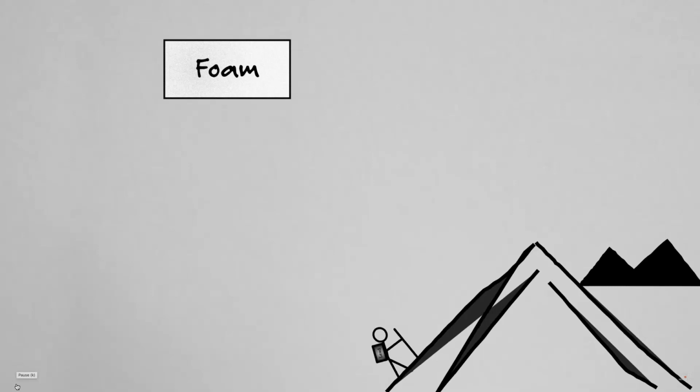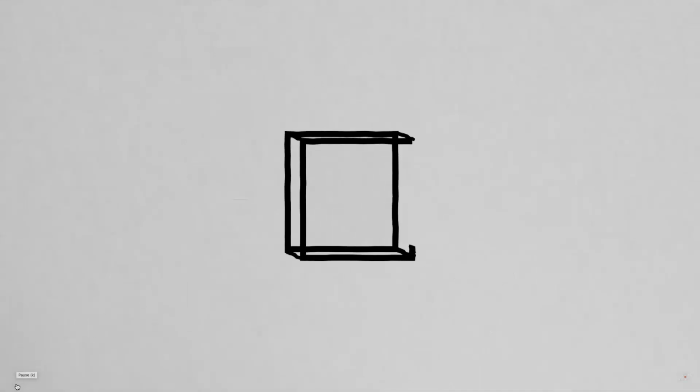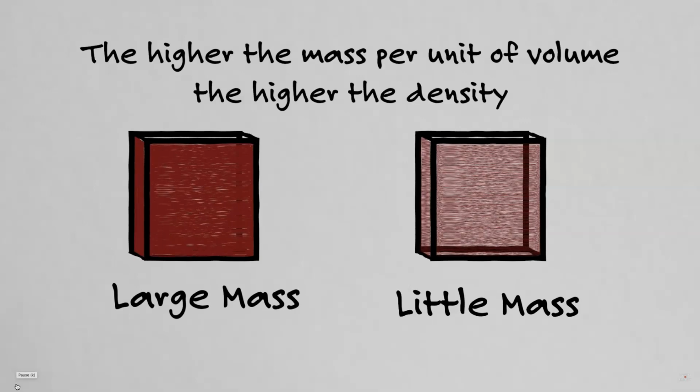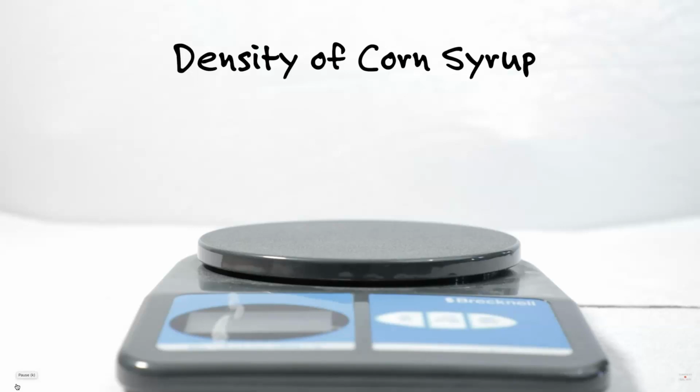We notice different densities almost every day. I suspect you would be more willing to carry a block of styrofoam up a mountain than an equal volume of lead. You can have a large object with very little mass or the same size object with a large mass. The higher the mass per unit of volume, the higher the density. So if density is the amount of mass in a volume, then dividing the mass of a substance by its volume tells us how much mass is contained in 1 unit of volume. The official equation is density equals mass divided by volume. Let's see how this works with an experiment.